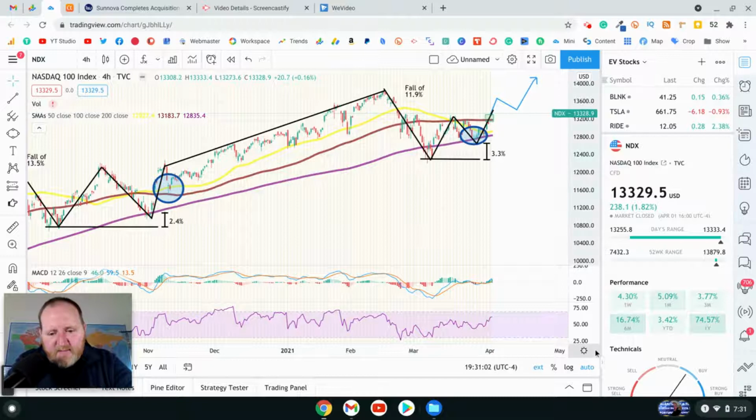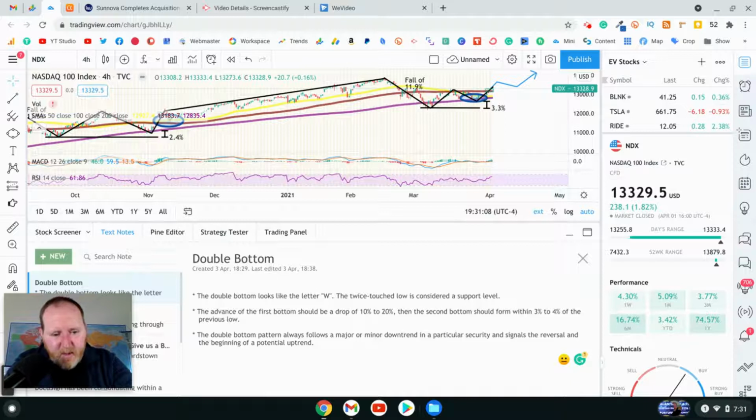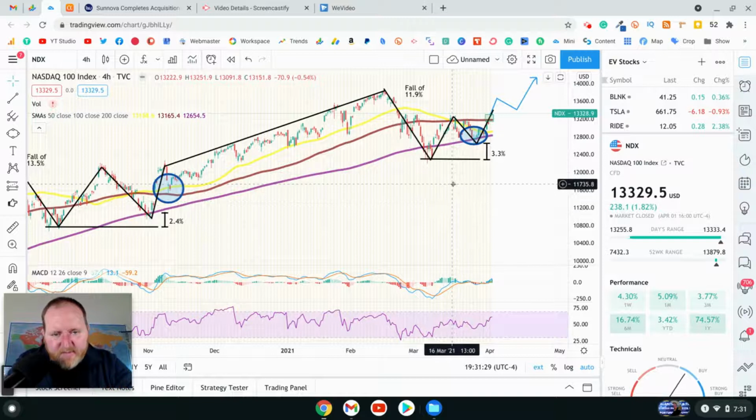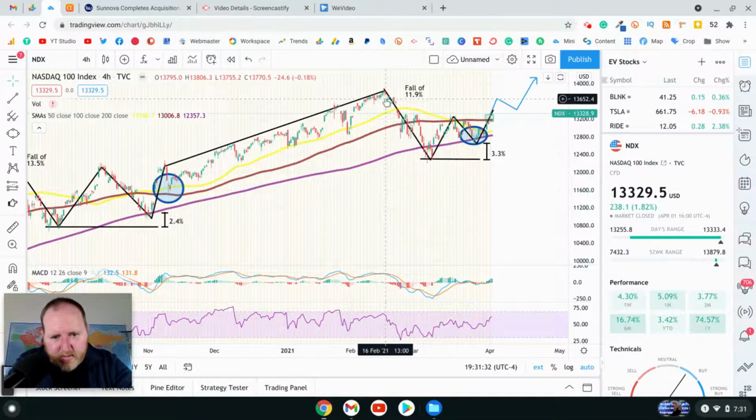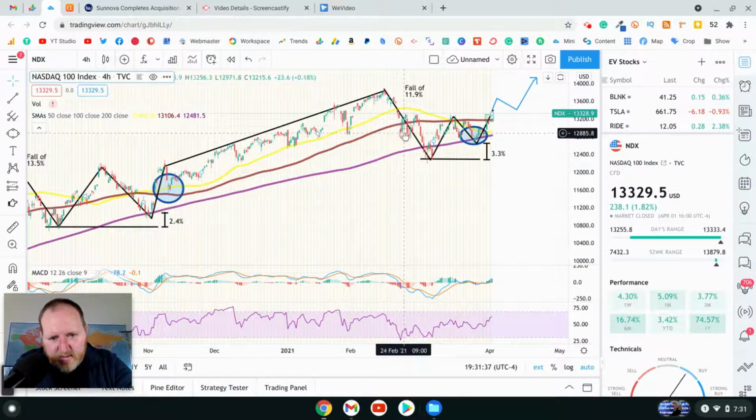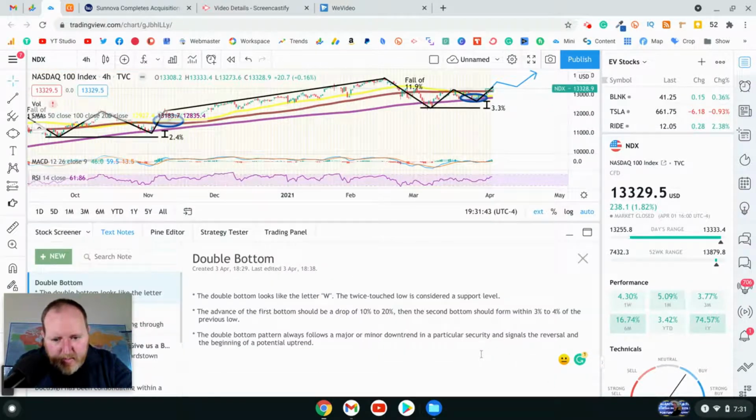Now, what does a double bottom mean? Is it negative? Is it positive? Well, right here, listen to this. The double bottom pattern always follows a major or minor downtrend. Is the W formed because of a downtrend? Yes, right here is our downtrend. This is our downtrend. Yes. Okay, let's keep reading. All right.